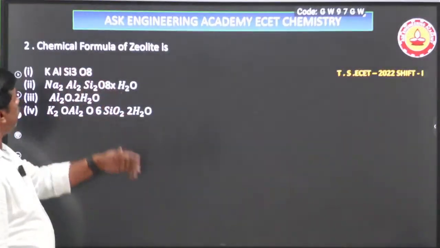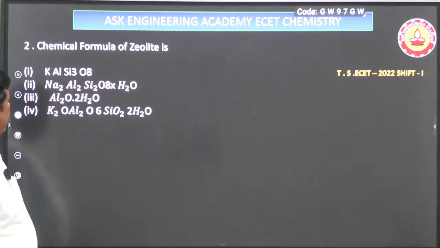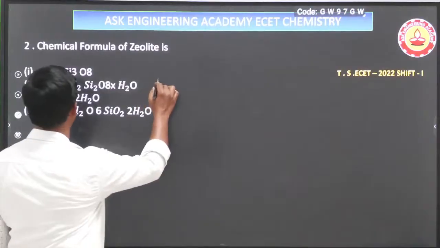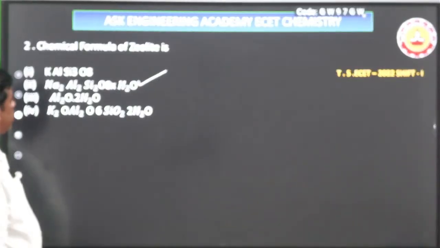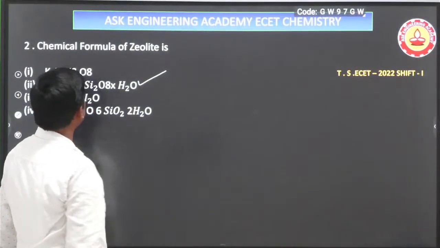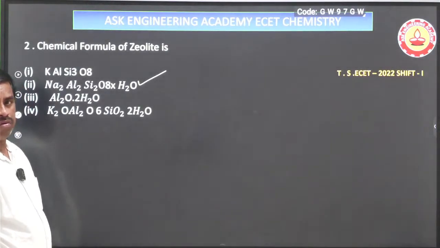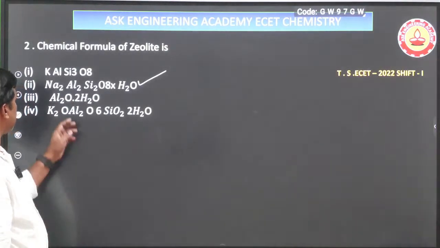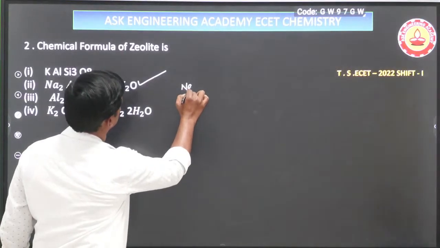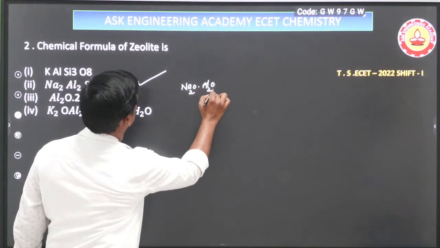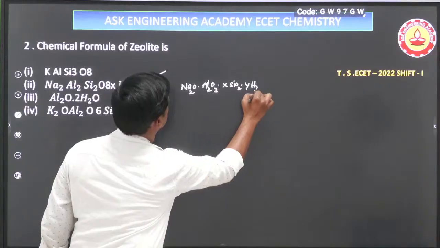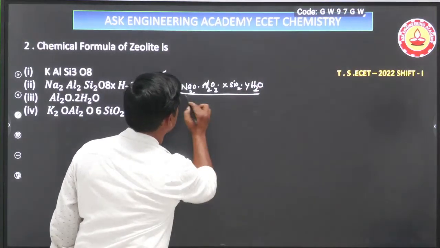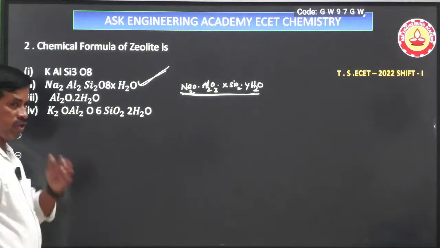Next, chemical formula of zeolite. What is chemical formula of zeolite? Na2O, Al2O3, xSiO2, yH2O. This is the chemical formula of what more? Zeolite. The remaining all are not chemical formula of zeolite. What is chemical formula of sodium zeolite? Na2O, Al2O3 dot xSiO2, yH2O. This is the chemical formula of zeolite. Exactly this chemical formula is suitable for this second option.